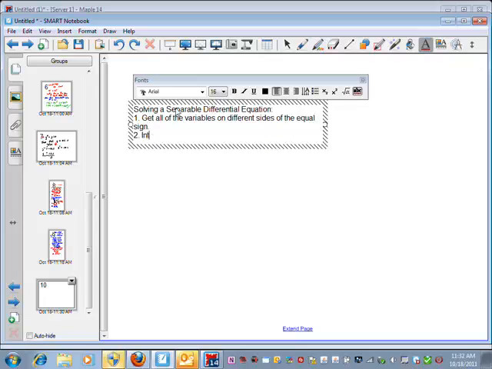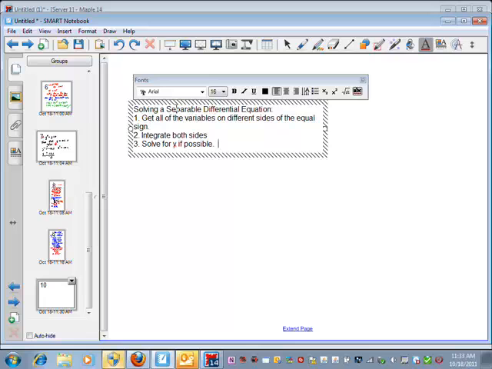2, then we'll integrate both sides. Both sides. And then 3, solve for y if possible. Okay. Now it gets a little bit ugly. Sometimes there's some differential equations that mimic reality, and when you solve them, you get down and you get an equation involving x and y, and you just can't solve for y, which is perfectly fine. You just leave it like that, okay? But those are the steps. And that is it.